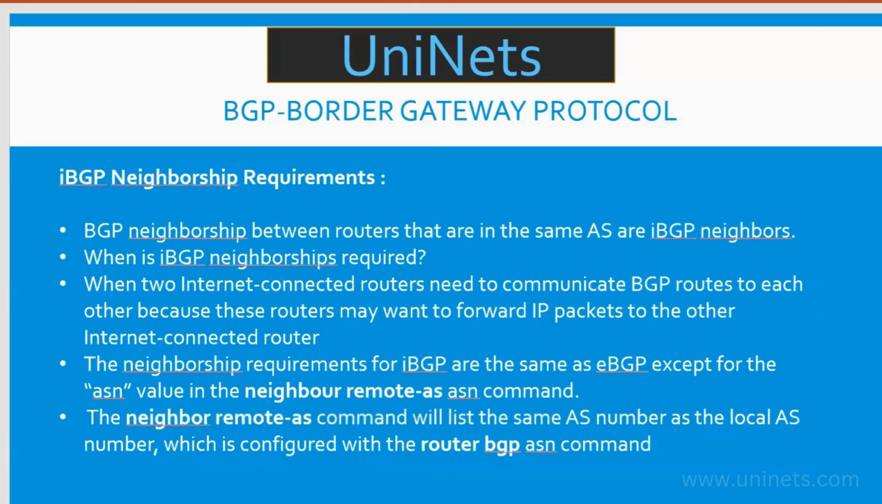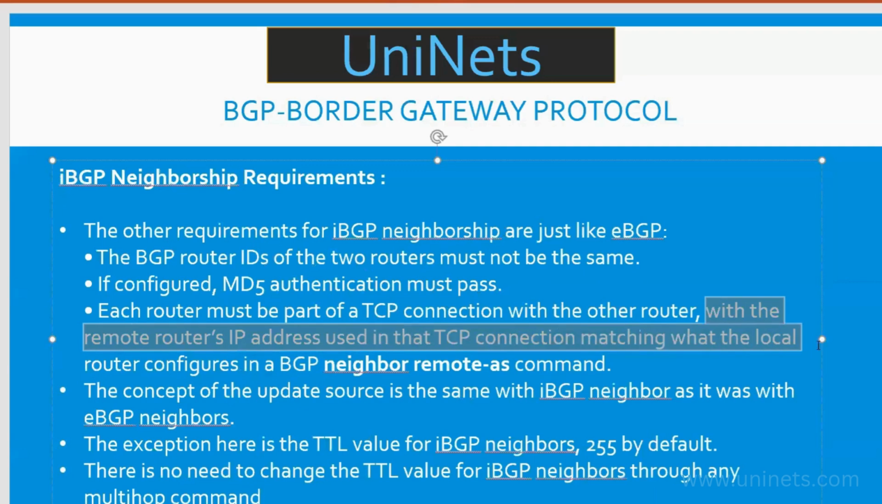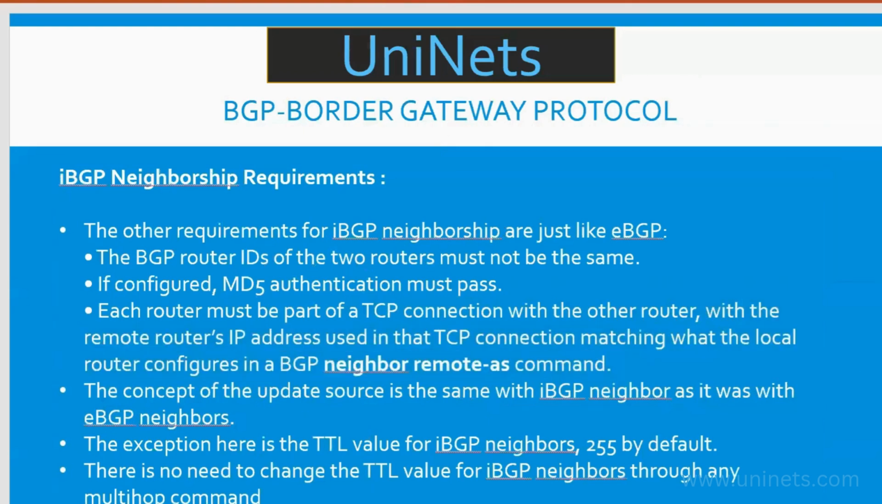Clear? And what are the other requirements? The other requirements are also the same as EBGP. The BGP router IDs of the two must not be the same. If configured, MD5 authentication must pass. And each router must be part of a TCP connection with the other router, with the remote router's IP address used in the TCP connection matching what the local router is configured with. Same thing here. Again, on IBGP also, if you are forming the neighborship with loopbacks, you need to have update source loopback address.